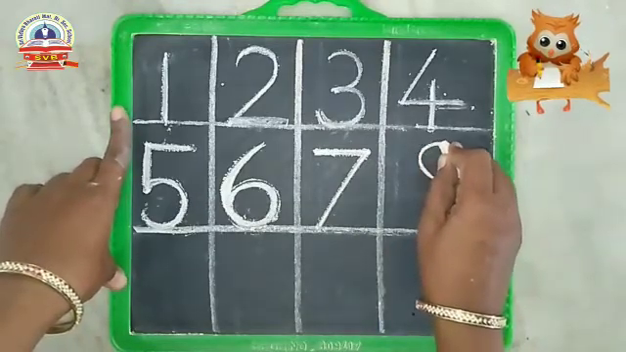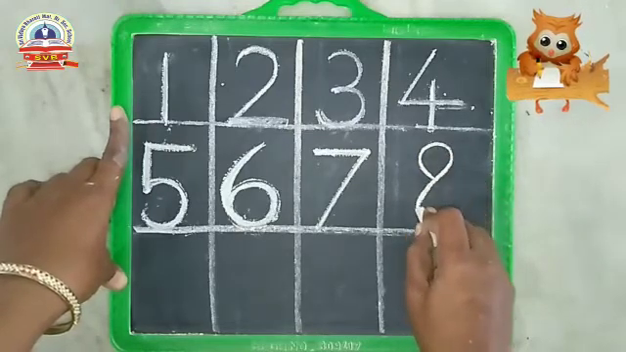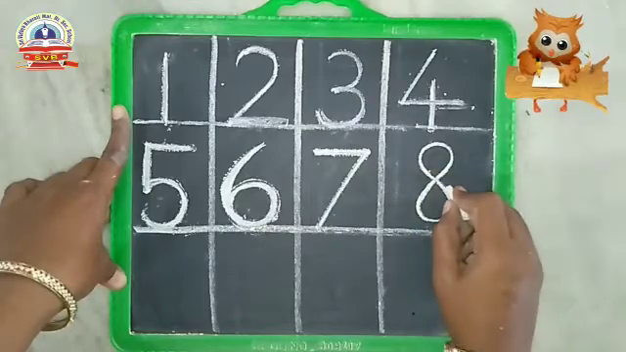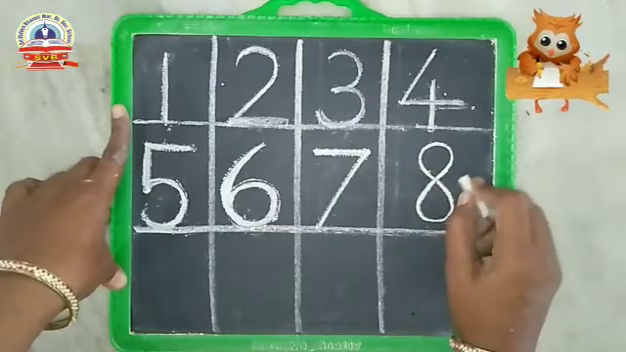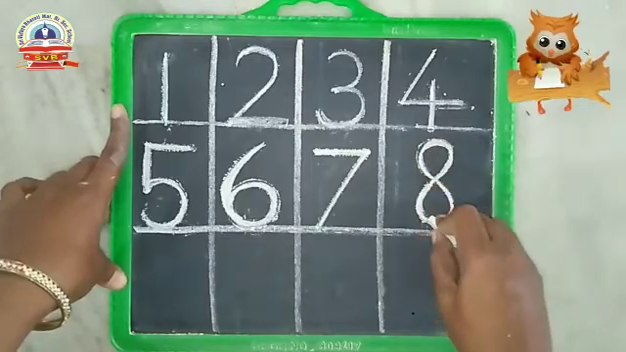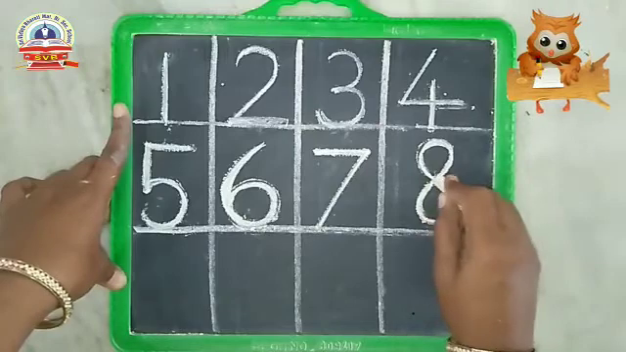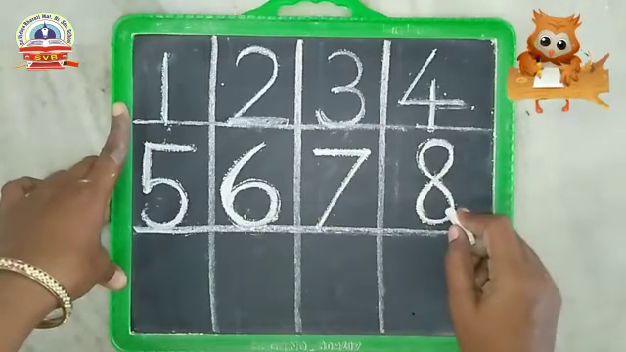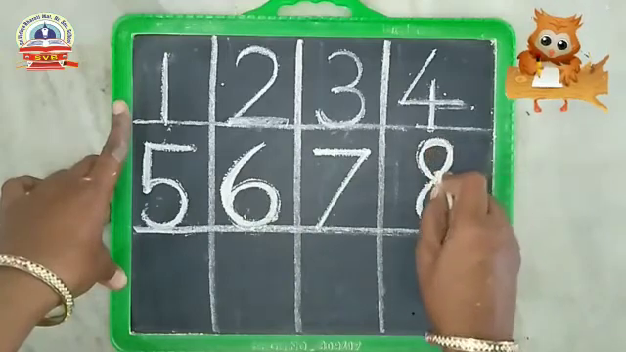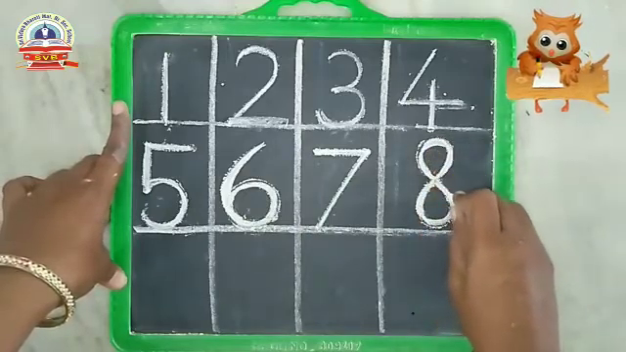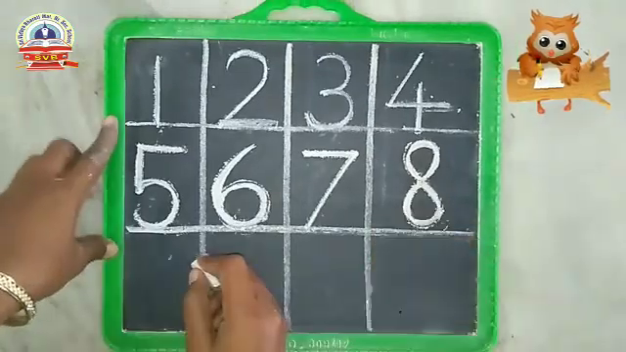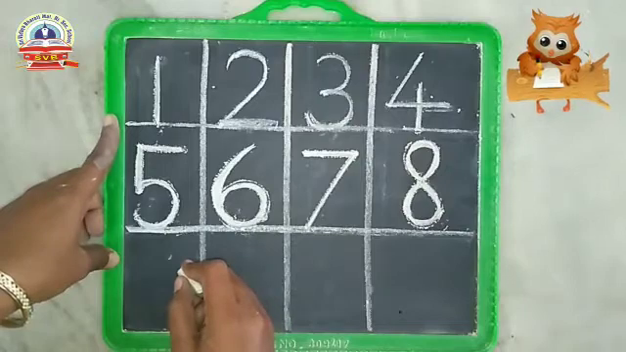Lower curve and upper curve meet at the middle. This is number 8. Write again, lower curve and upper curve meet at the middle. This is number 8. Write with me, lower curve and upper curve meet at the middle. This is number 8. Now let us write 9.